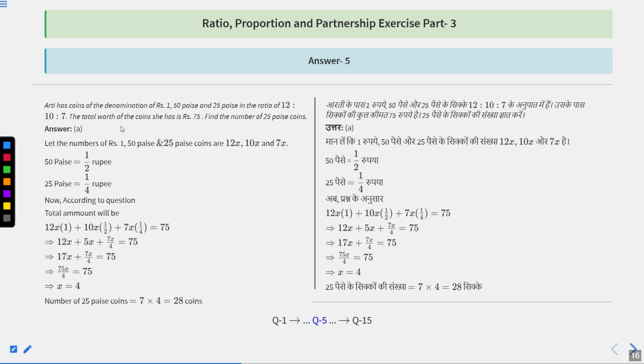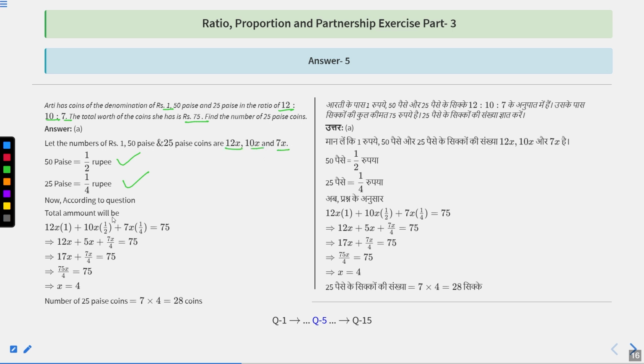Now according to the question, Aarti has 3 types of denomination money: 1 rupee, which we can say 100 paisa, 50 paisa and 25 paisa. Or we can say 1 rupee, half rupee and 1/4 rupee. So 50 paisa is equal to half rupee, 25 paisa is equal to 1/4 rupee. And we know that the denominations are in the ratio 12:10:7. So we can multiply and equate to the total amount, 75. So we take 12x, 10x and 7x.